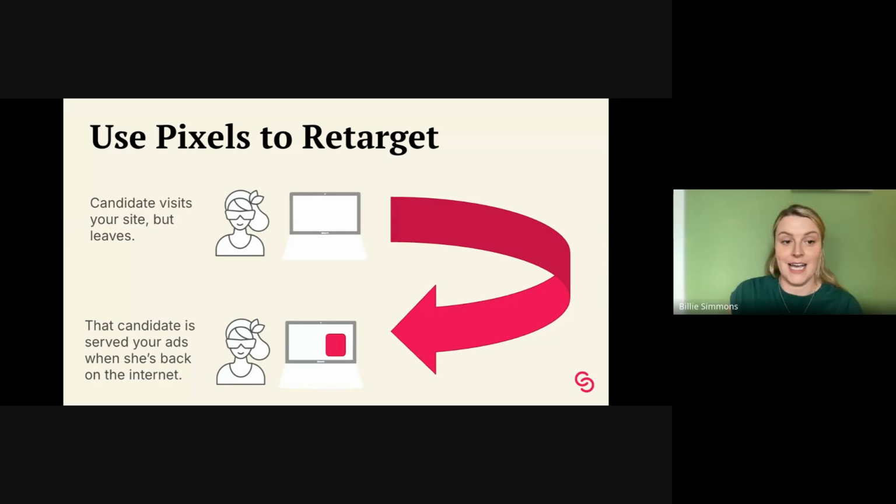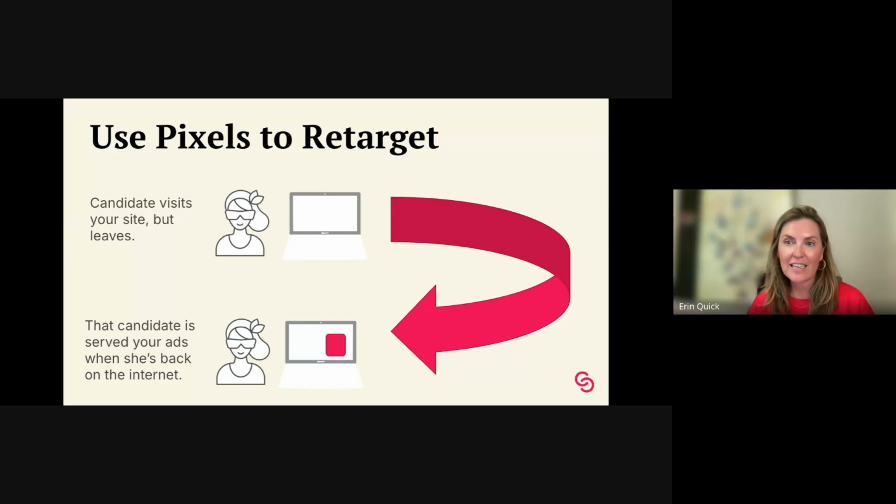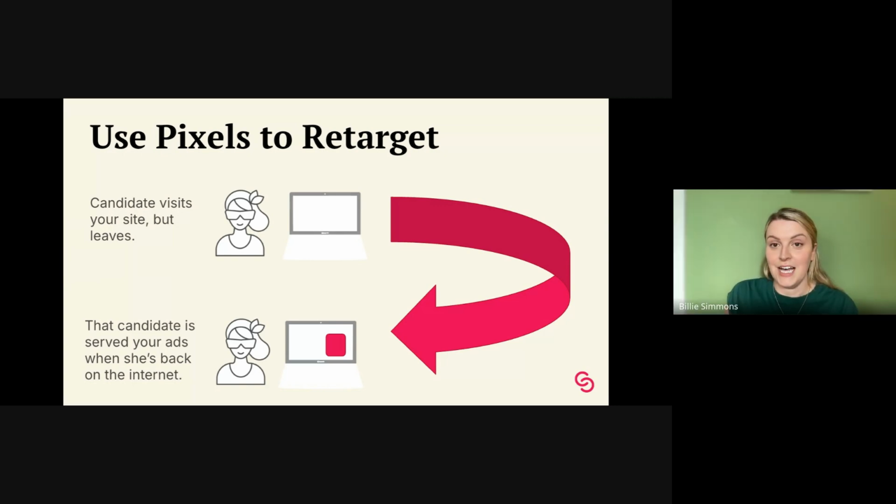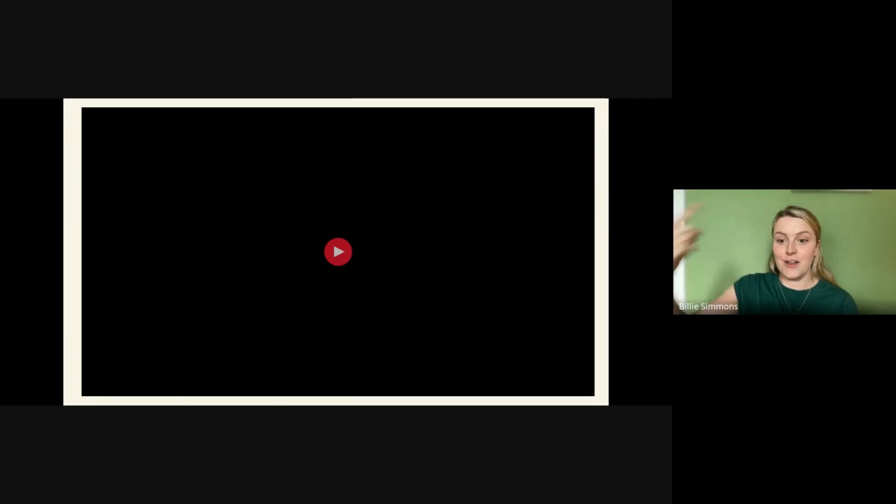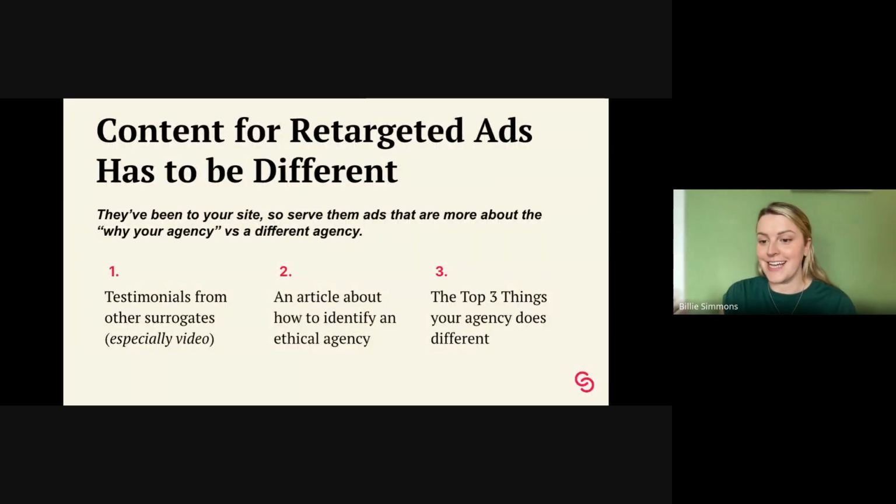Yeah, and just real fast, retargeted ads are 76% more likely to get clicked on than a cold ad, because you're slowly building up this sort of trust with a potential customer, a potential client, whoever it is that you're trying to acquire. So best practices here, the content has to be different.